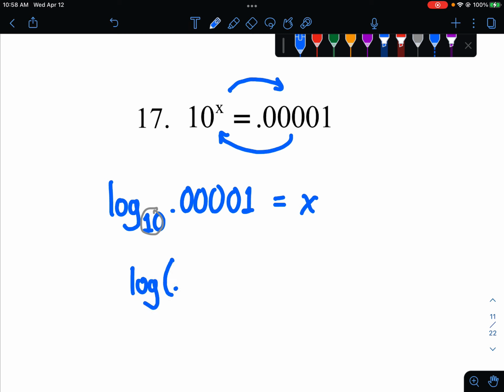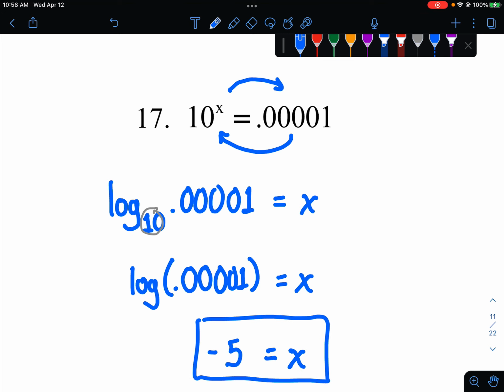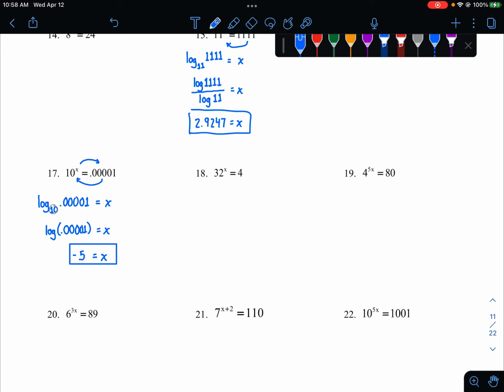So if you put it in the calculator as log 0.00001 over log 10, it's going to give you the same answer, but that log 10 is redundant. So I type that into the calculator, and I'm just going to get -5 because this is actually 10 to the -5th power. So interesting, kind of fun one there.